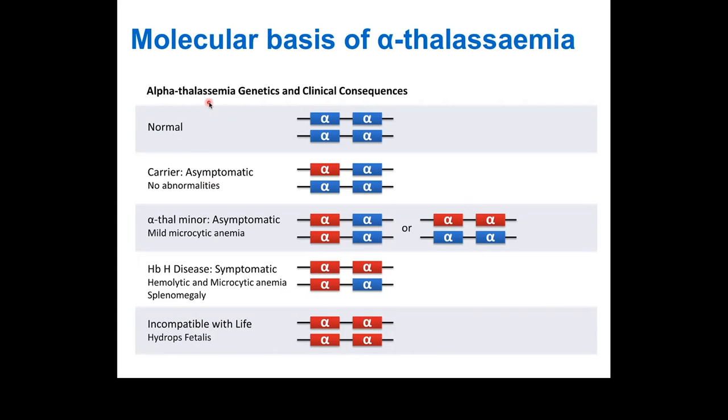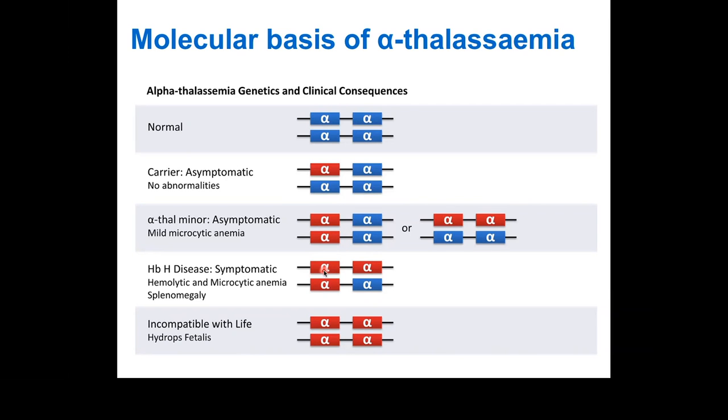If we briefly look at the molecular basis of alpha thalassemia, the alpha globin gene is a duplicated gene. That means there are 2 copies of the alpha globin gene in each chromosome. So in a cell, there are 4 copies of alpha globin genes. Mutation in 1 or 2 alpha globin genes, as you can see in these 2 situations, leads to an asymptomatic state, which is known as alpha thalassemia trait.